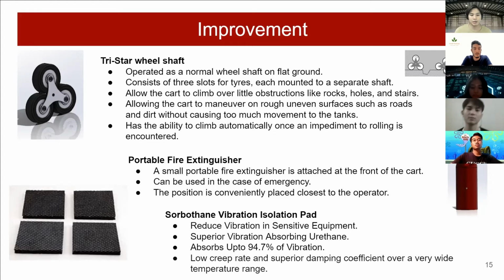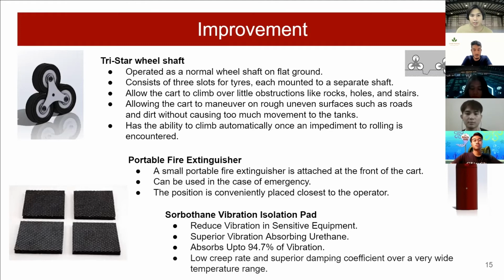And the last modification is the pad. I didn't mention this earlier, but the original cart has a pad failure, because during the site visit, the pad is actually quite hard and it's not rubber anymore. So we changed the pad to a Soberten vibration isolation pad, mainly because of two things.